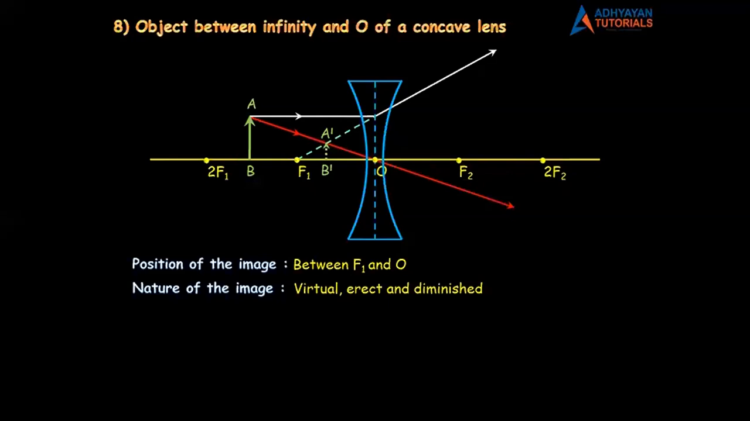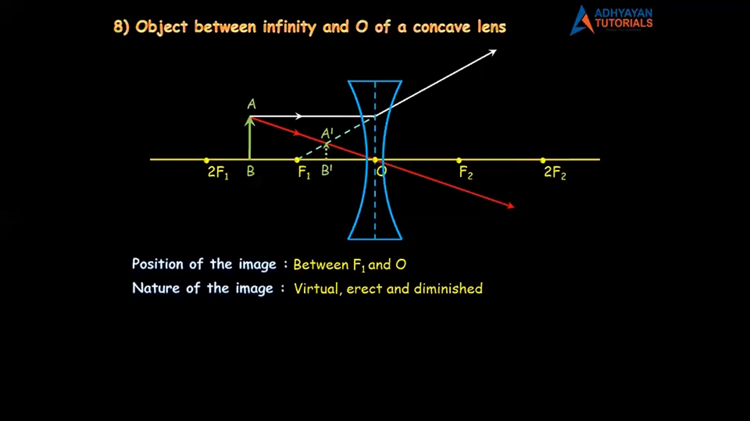So a concave lens will only produce a virtual image. It can never produce a real image. If you check the nature in both diagrams, in both the image is erect. This means a concave lens always produces an erect image. It never produces an inverted image.